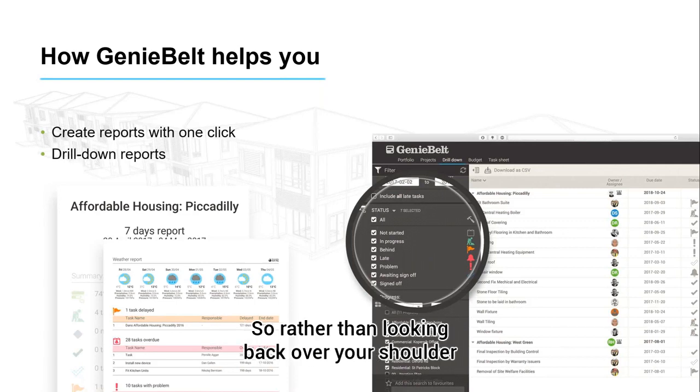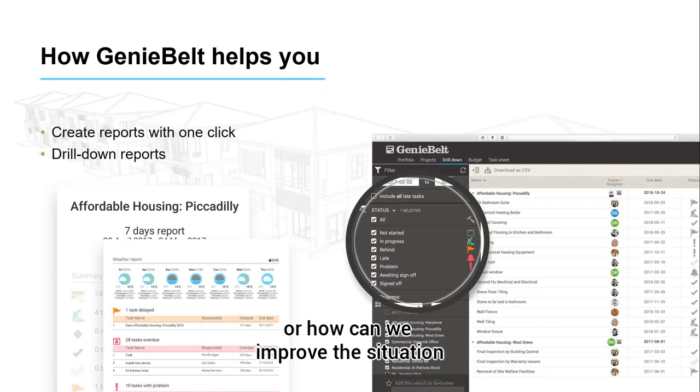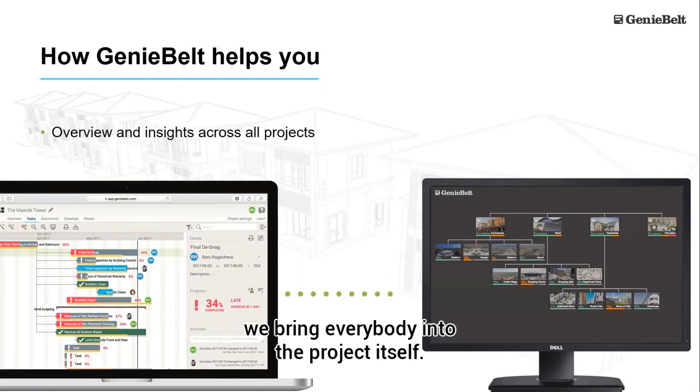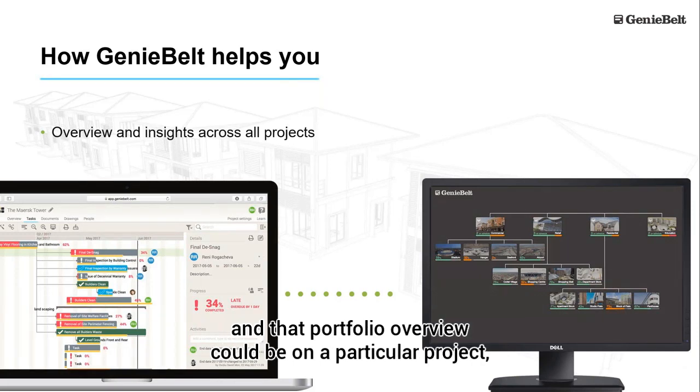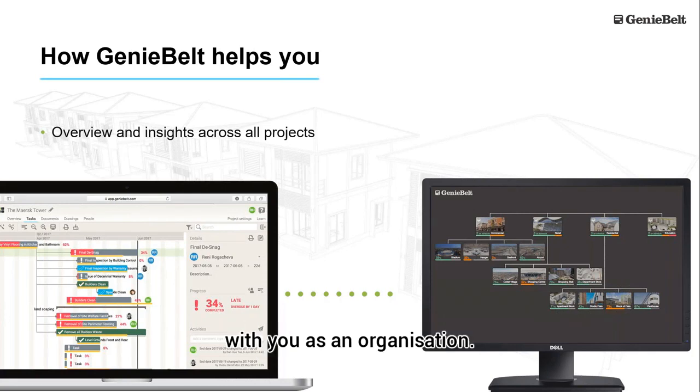So rather than looking back over your shoulder and saying, why did this happen? GenieBelt's about gathering the information to say, how can we stop this, or how can we improve the situation before it happens? And as I also said, it's important that we bring everybody into the project itself. So the right-hand side there shows you a portfolio overview, and that portfolio overview could be on a particular project. It could be on a number of sectors associated with you as an organization. And it also could be a high-level view, which you bring your client in to see how the project is running.